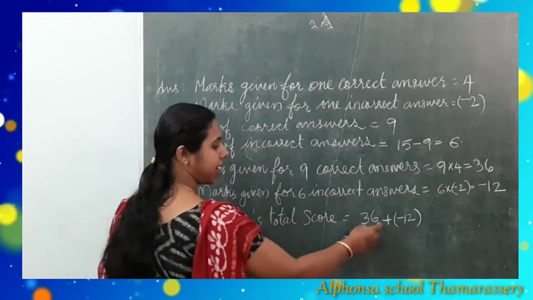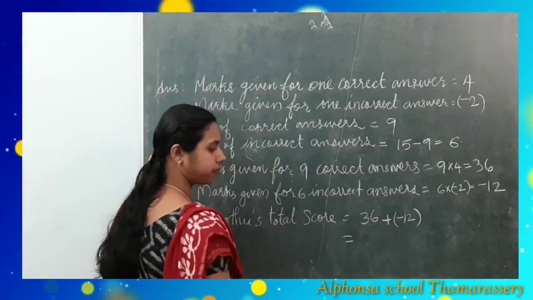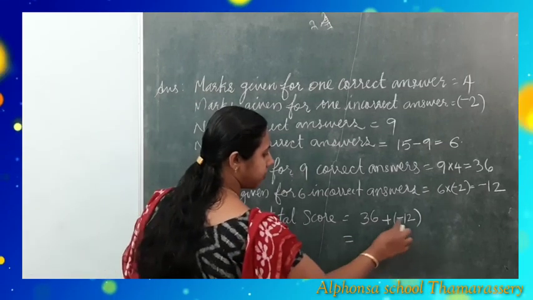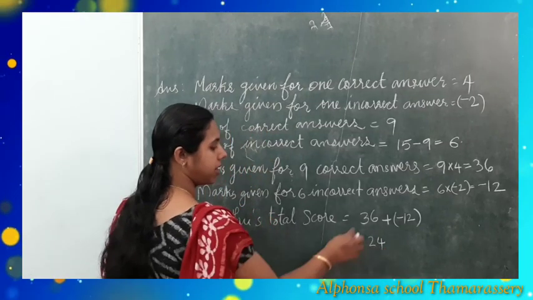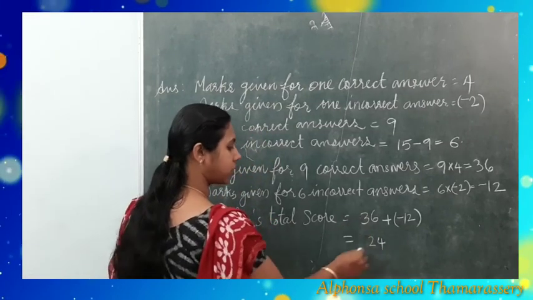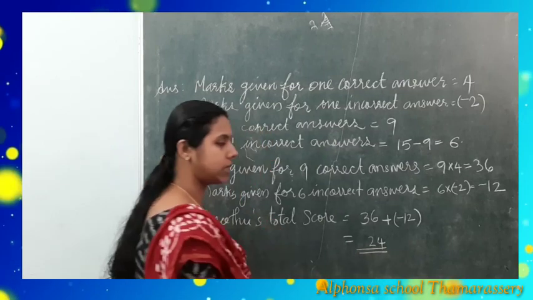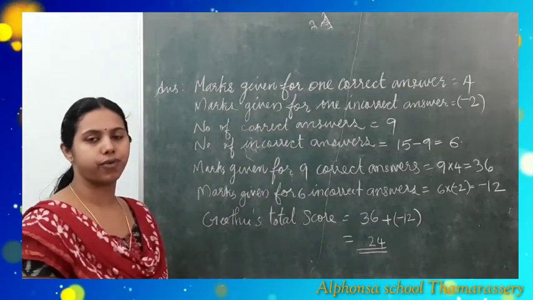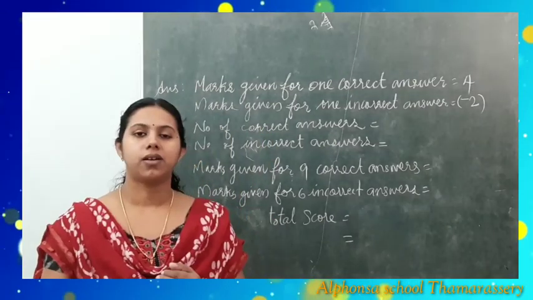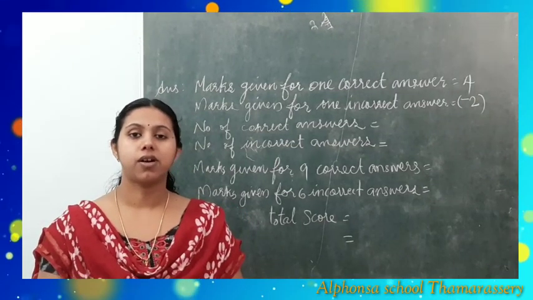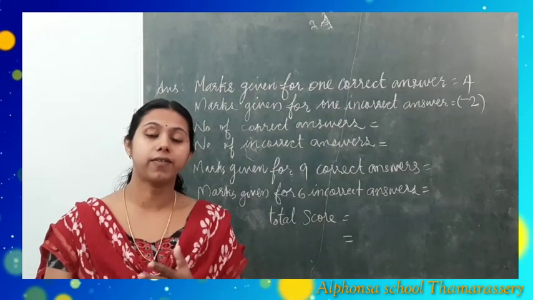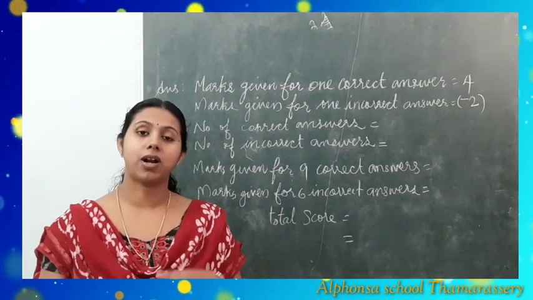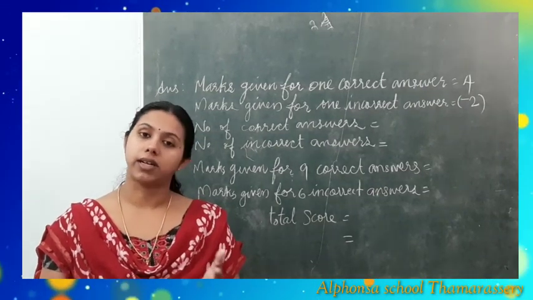You just subtract: 36 minus 12 is 24. Bigger number's sign is positive, so the total mark is positive 24. One more question is there. One of her friends got only 5 correct answers. What will be the total score?